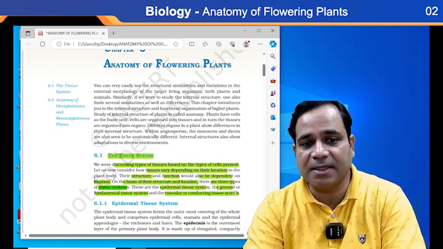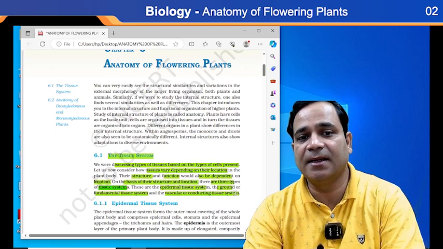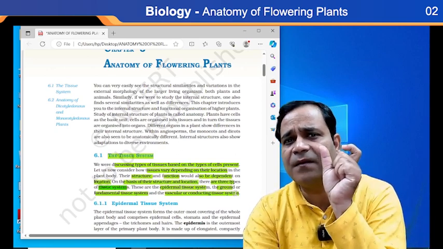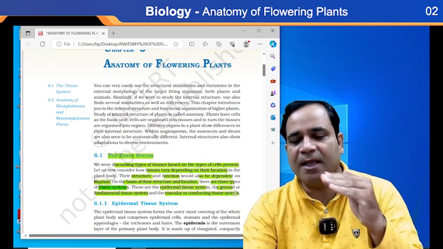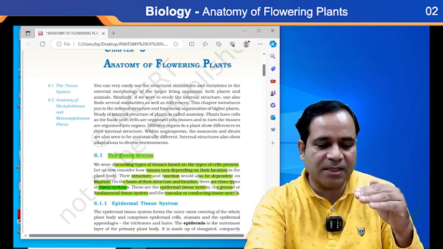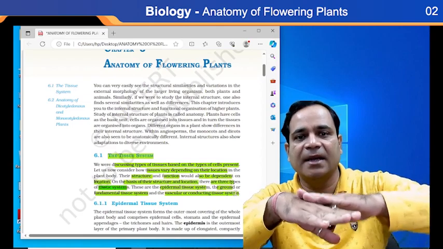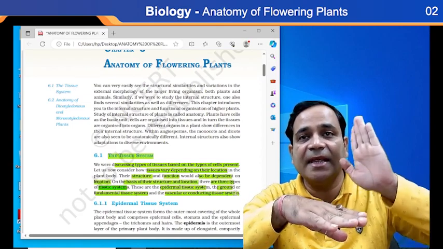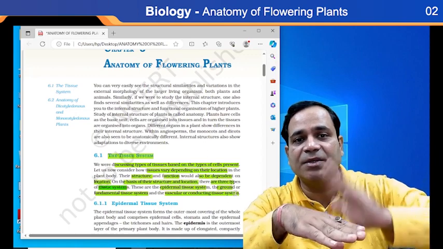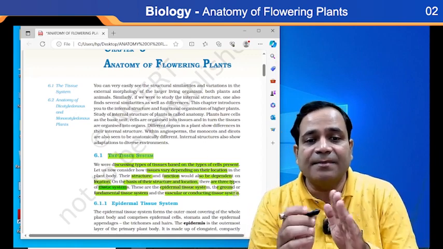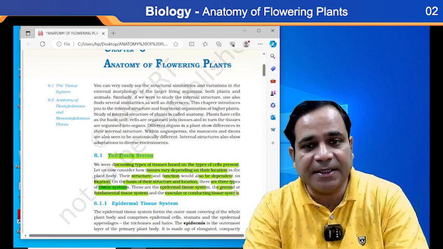So, three tissue systems. One is epidermal. If anybody asks you the meaning of epidermal, suppose this is my hand: epi means above, dermal means layer. So the above layer of the cell or tissue is known as epidermal, my dear.